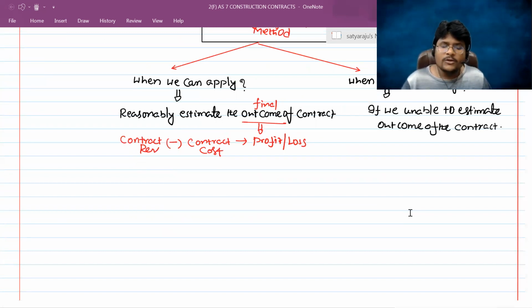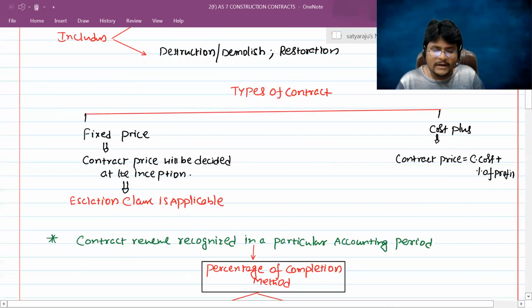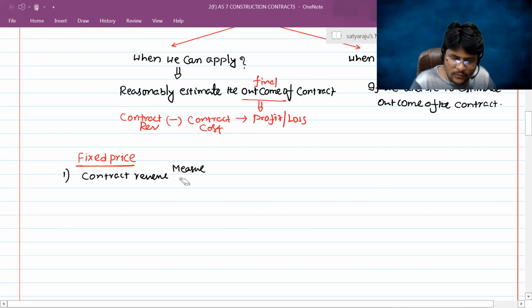Now, when can you reasonably estimate the outcome of the contract? In case of a fixed price contract, if the following conditions are satisfied, then you can assume that we can reasonably estimate the outcome of the contract. What are such things? Condition number 1, contract revenue. We can measure the contract revenue reliably.